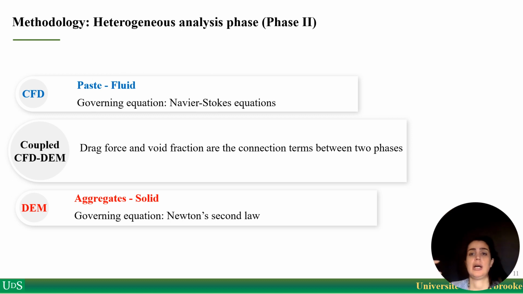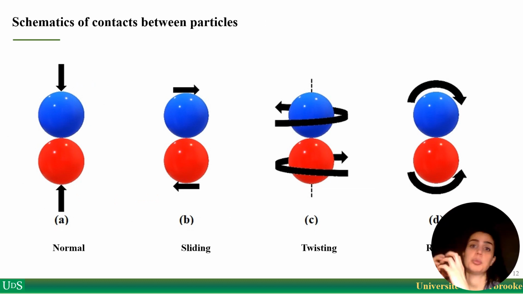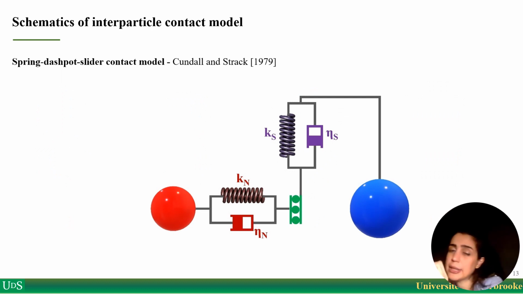But in order to solve these two different equations at the same time, we need to couple CFD with the discrete element method together. To model the interaction between two aggregates, we consider 4 different types of motions, including normal, sliding, twisting, and rolling. It means that 2 different aggregates can contact each other through the normal direction or sliding direction, and they can twist relative to each other or roll relative to each other. In order to model these 4 different types of interaction, we use a spring-dashpot-slider contact model. This model was proposed in 1979.